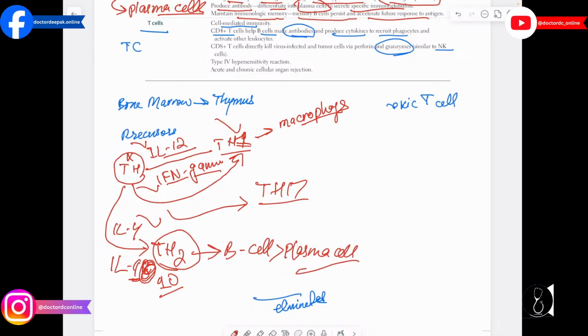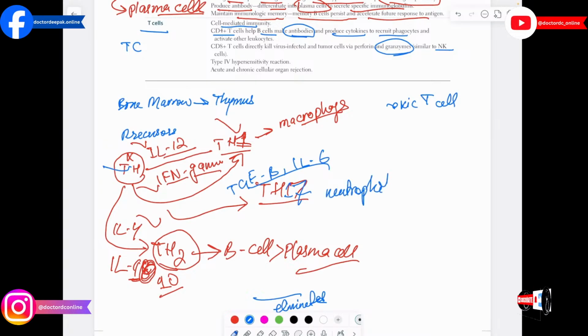And for T helper cell 17, you need tumor growth factor beta with interleukin 6. That will stimulate the T helper cell to convert to T helper cell 17. And they have a neutrophil requirement.